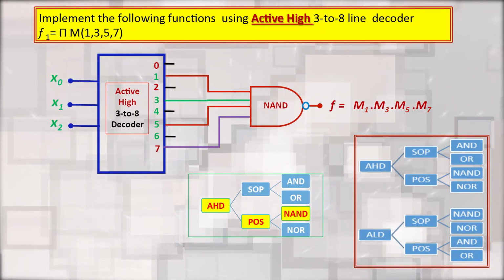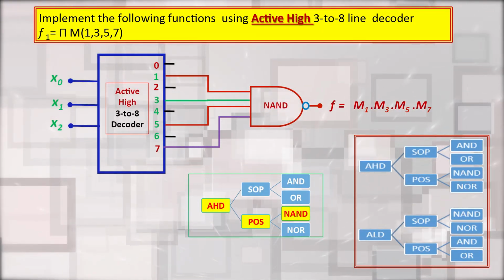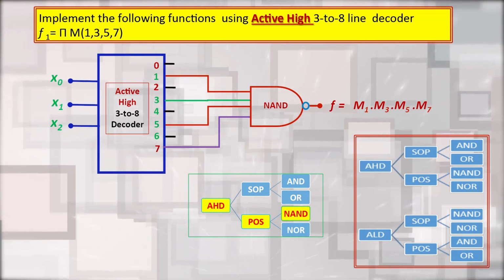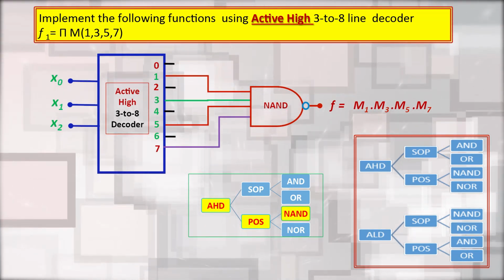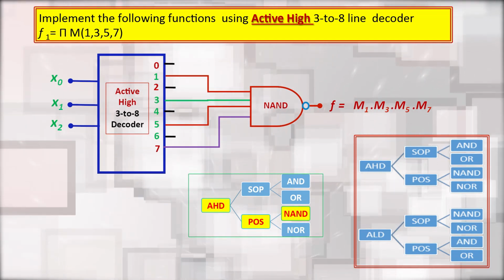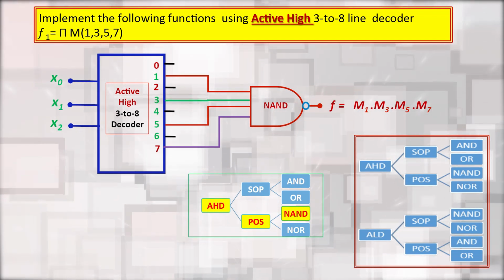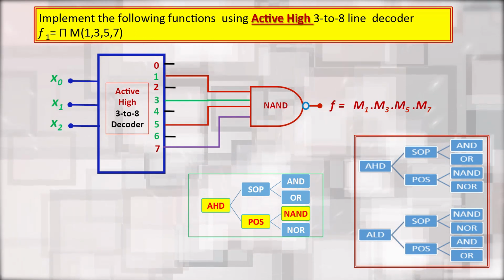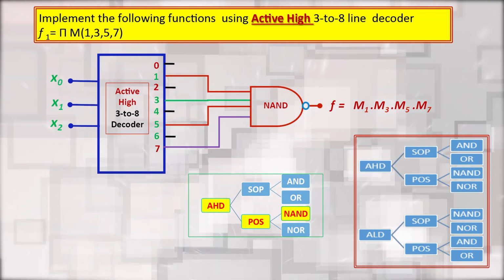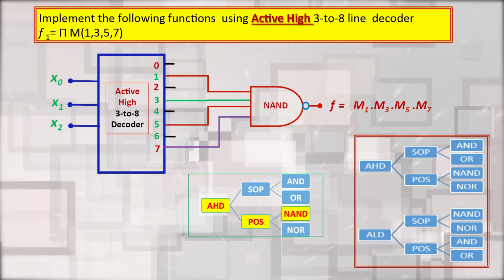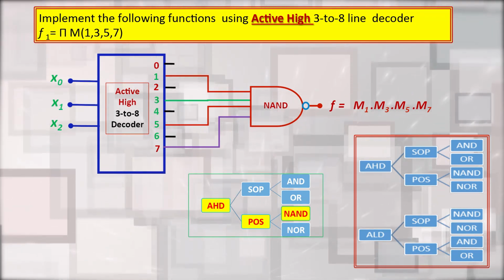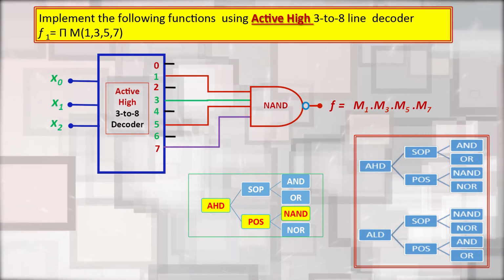Another example says implement the following function using active high 3 to 8 decoder, and the function given is a POS equation. For an active high decoder, if we have to implement a POS equation, NAND and NOR are the options. So, we can realize this function using a NAND gate. The outputs 1, 3, 5, 7 of the 3 to 8 decoder are connected to the NAND gate.